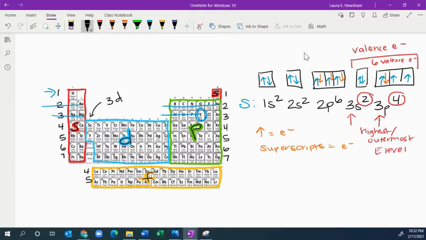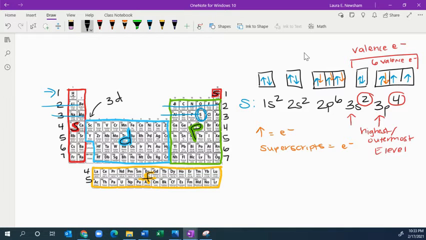S? So hydrogen, helium, that's 2. Lithium, beryllium, that's 2. Sodium and magnesium, that's 2. Rubidium and strontium, that's 2. 2 arrows divided by 2 means I get 1 box. Okay, how many boxes are there in P?